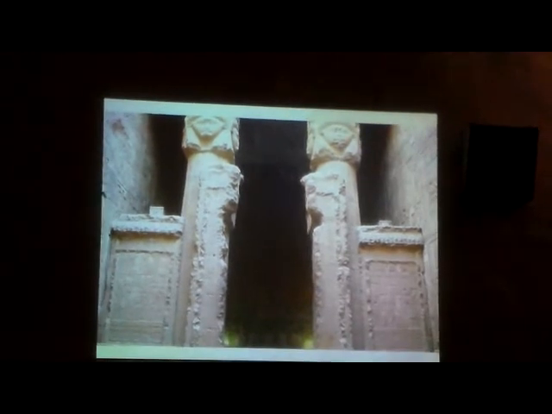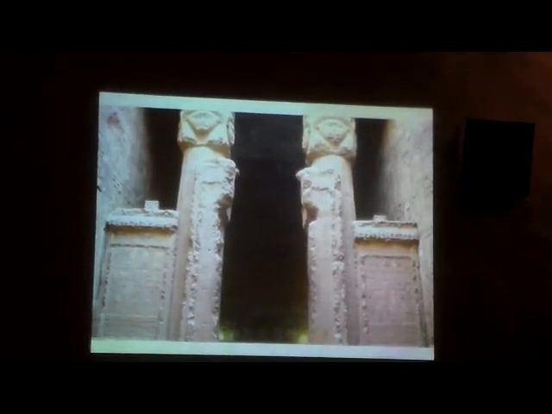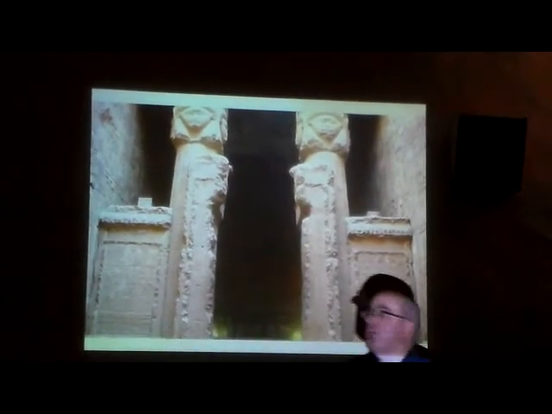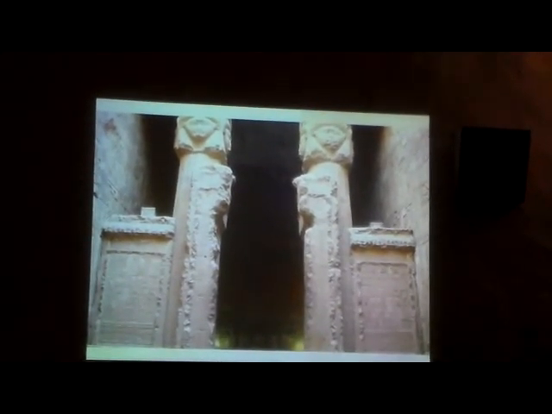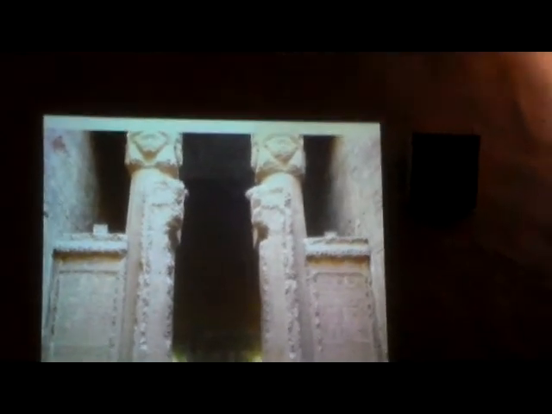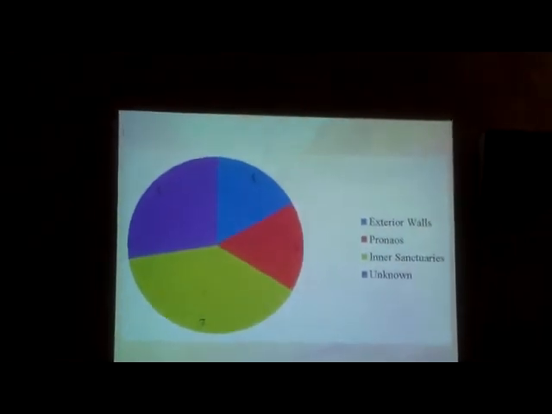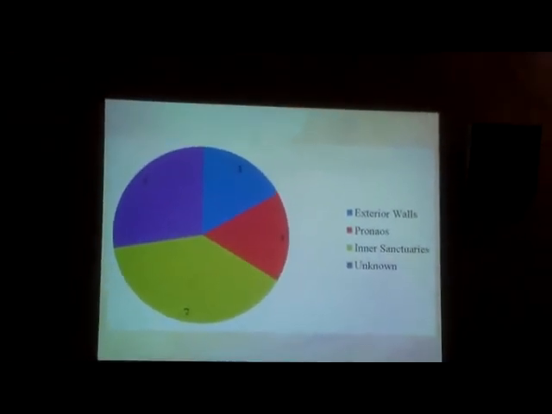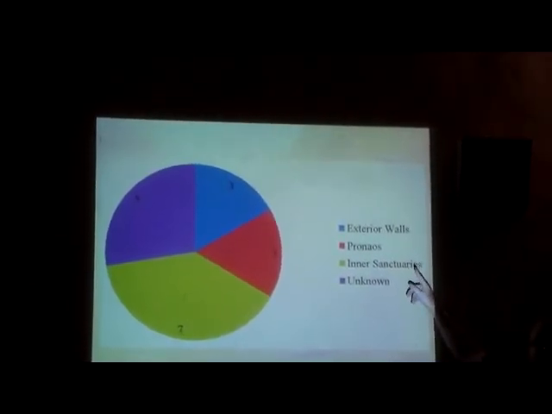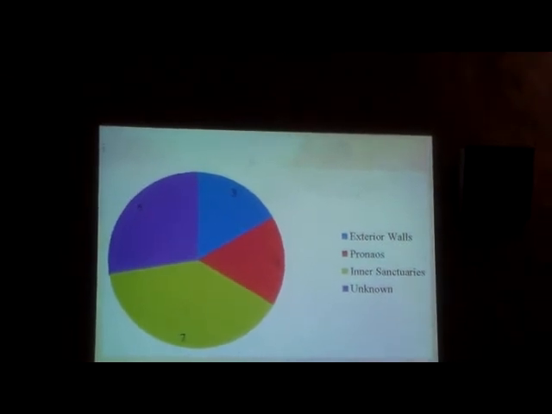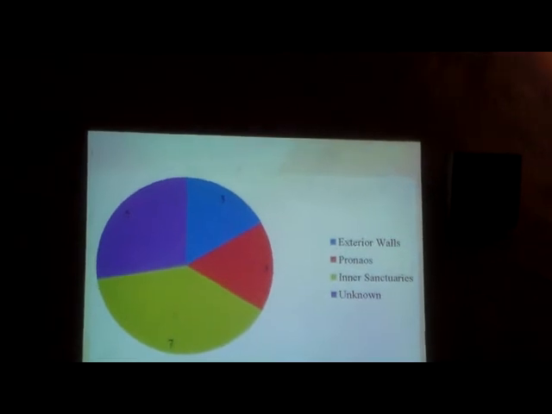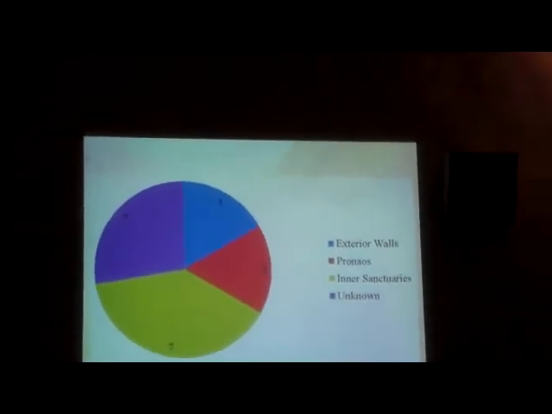Next time you go to Denver, when you go to the Wadat, have a look out, because you find the rekhyt-rebus on both sides, both on the exterior as well as the interior faces. And certainly this area wouldn't have been accessible to the open. So if we look at the distribution of them, you actually find that there are more in the inner sanctuaries than anywhere else. Exterior walls, there's only 3. Even if you add up the pronaos and the exterior walls, it's still less than the inner sanctuaries.